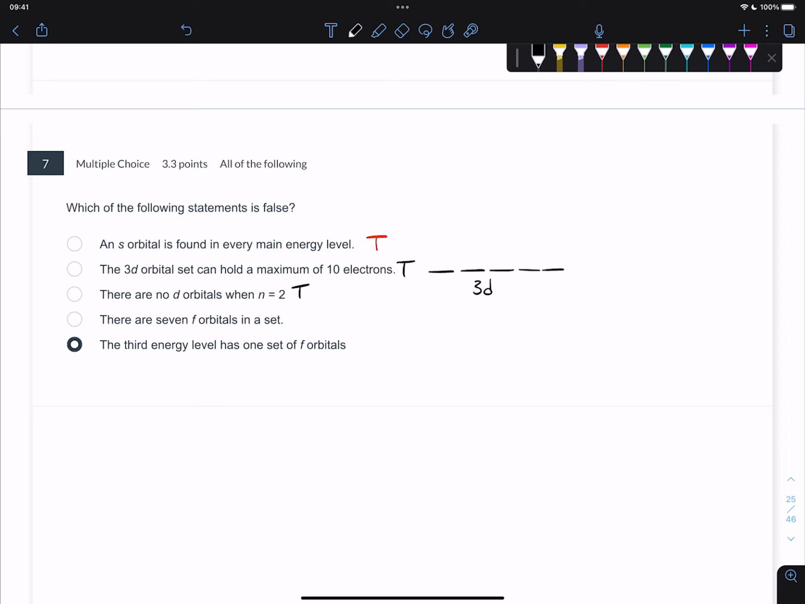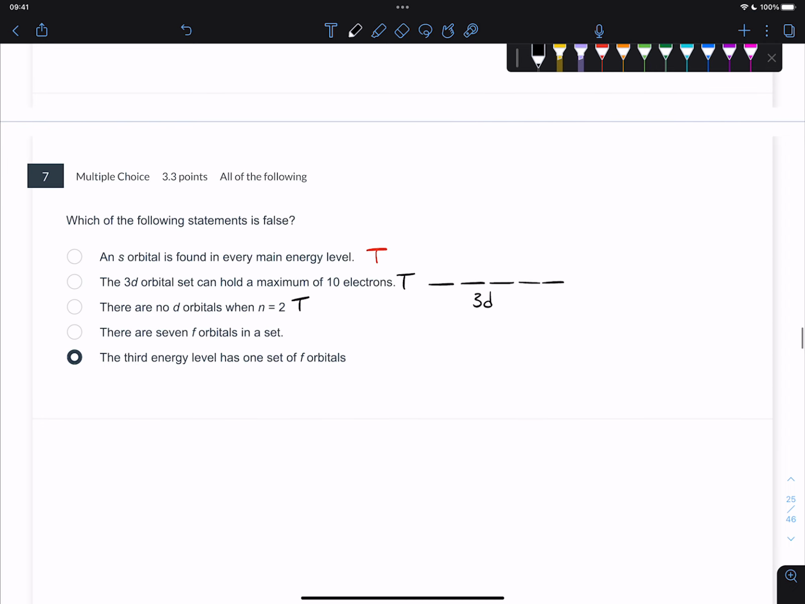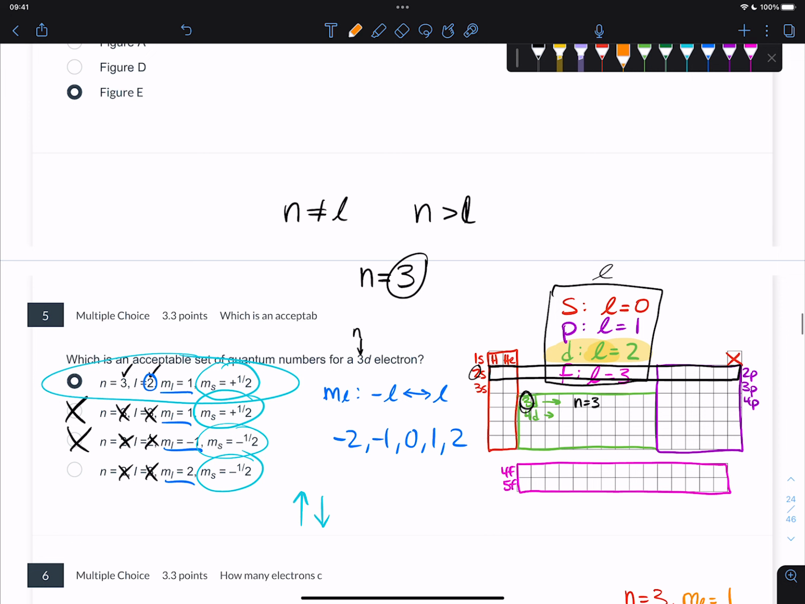There are 7 f orbitals in a set. So looking back at the f orbitals, remember f starts with 4. So let's say we do the lowest level f. It would have 1, 2, 3, 4, 5, 6, 7. And the ML set would swing from -3, -2, -1, 0, 1, 2, 3. Because remember, for f, L equals 3.